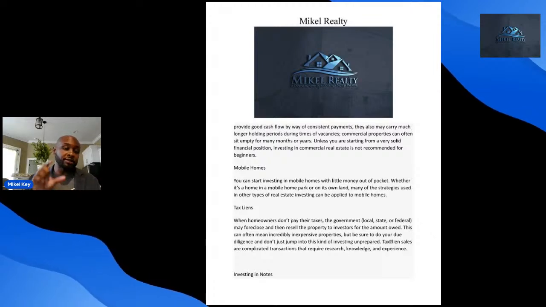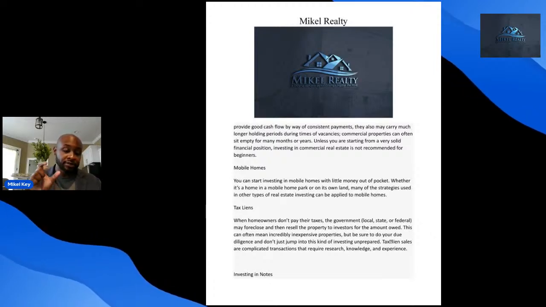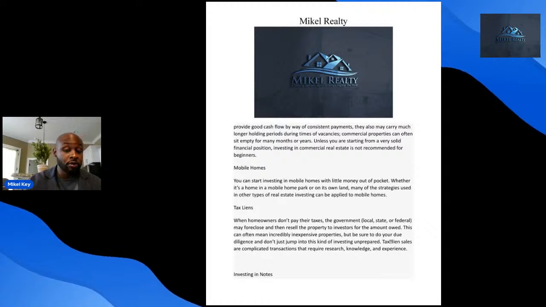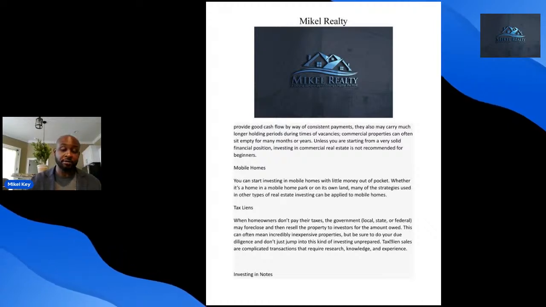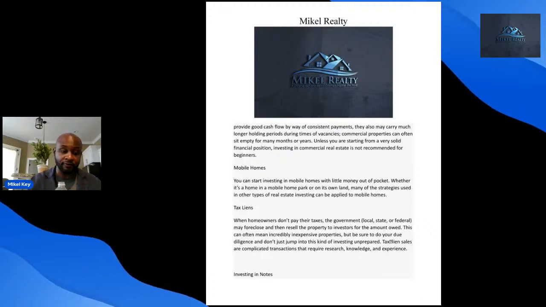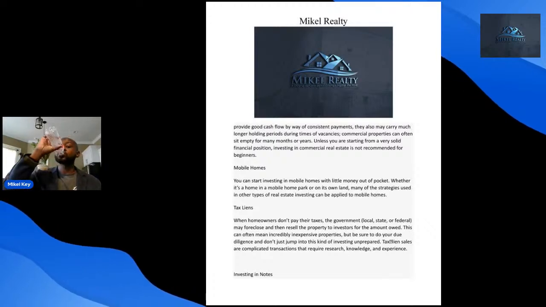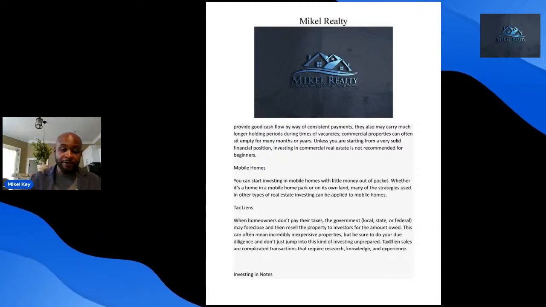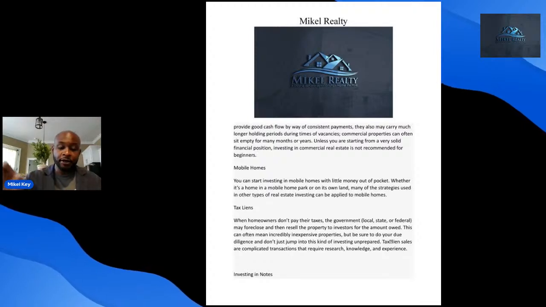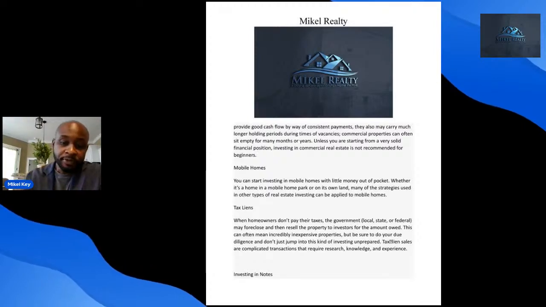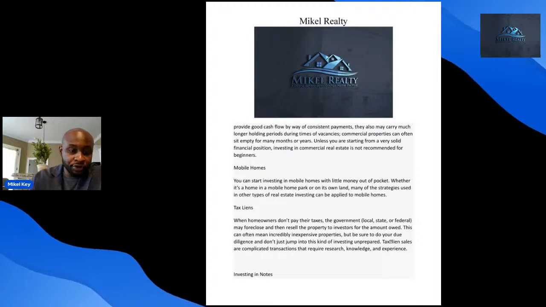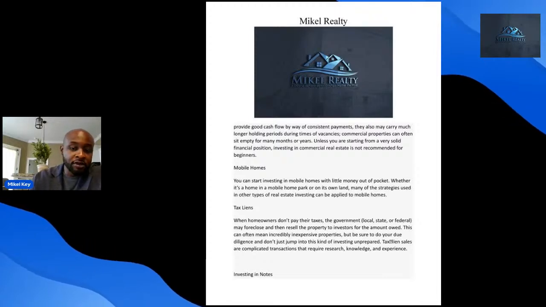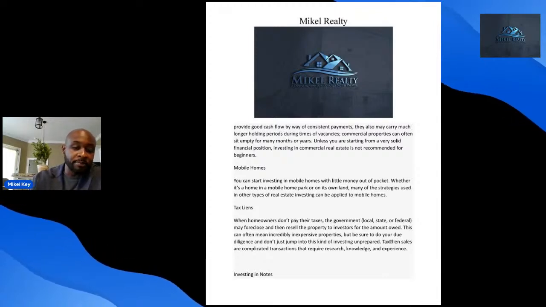So you think about the barrier to entry into real estate investing. Mobile homes, okay, is a really good asset class to invest in. Just think about that. You can get in for a very attractive price. Now, tax liens. So tax liens are very tricky, but you can go to your local tax sale at the end of the year and you can bid on properties.